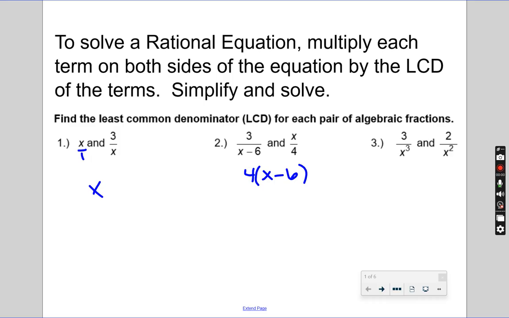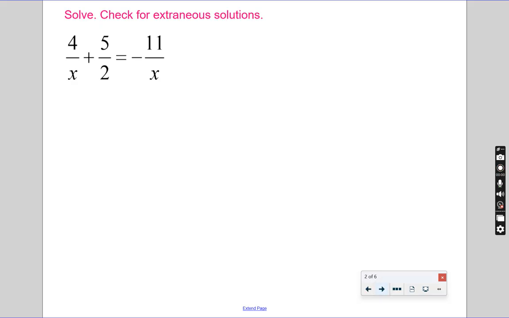These ones aren't completely different. What about x cubed and x squared? x cubed, yes. So technically you could use x to the 5th, which would be multiplying them together, but it's going to make things more complicated if you just multiply them together every single time. So you always want to find the least common denominator. So let's try a problem.